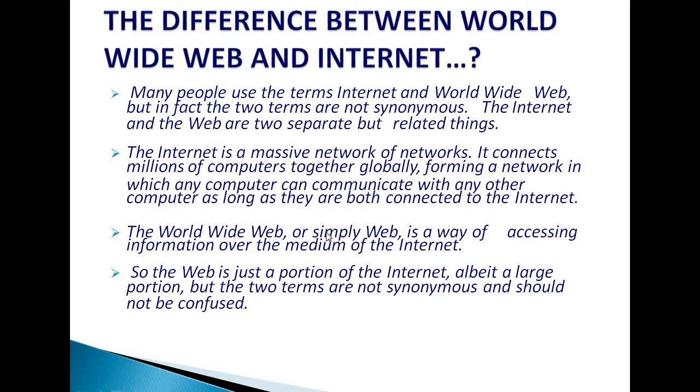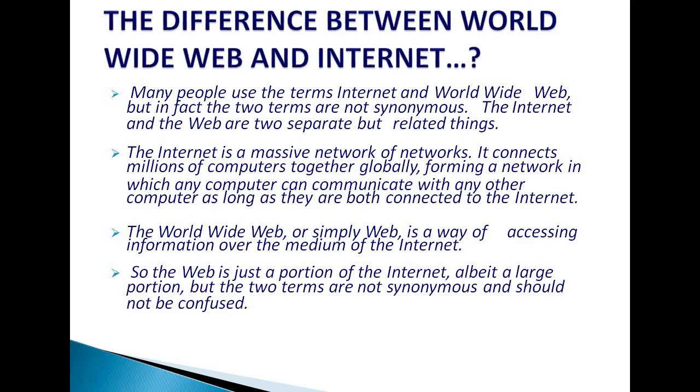So what is the main difference between World Wide Web and internet? Let's start. Many people use the terms internet and W3 interchangeably, but the fact is they are not synonymous. The internet and web are two separate things, but they are related to each other. The internet is a massive network of networks which connects millions of computers together globally, a network in which any computer can communicate with any other computer as long as they are both connected to the internet.